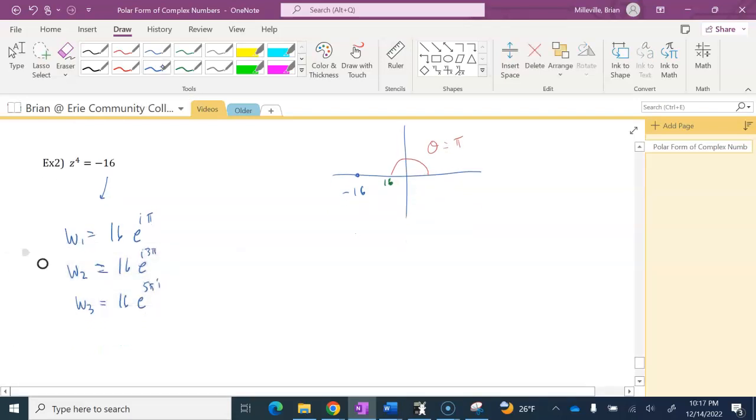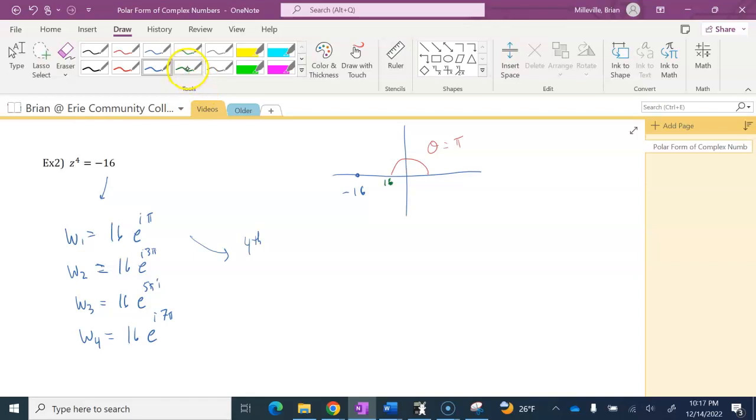And then the last one would be, and we're only going to do 4 in this case because there are going to be exactly 4 nth roots of negative 16, 16 and then e to the i times 7 pi. Now, to get rid of a fourth power, we want to take a fourth root. So we're going to take the fourth root of each one of these values, and that's going to give us the individual fourth roots of negative 16.